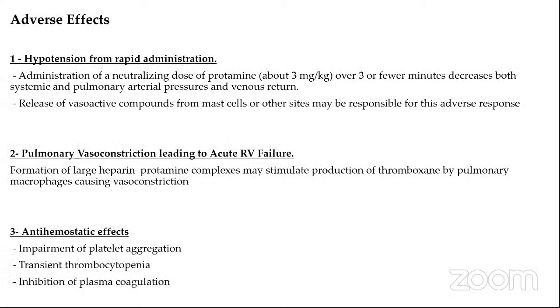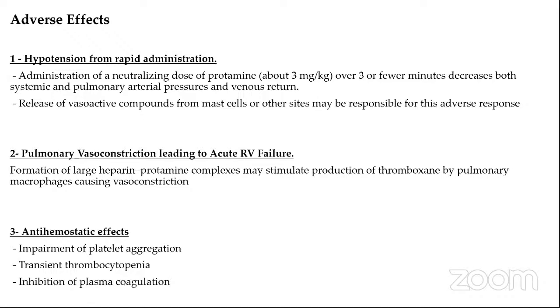Adverse effects of giving protamine. The first side effect is hypotension from rapid administration. So again, when you give it slowly, it's way better. When you give it quickly, you're going to end up with problems. When you administer it very quickly, like almost 3 milligram per kg over 3 minutes or less, you're going to end up with a drop in both systemic and pulmonary arterial pressure, and this can lead to decreased venous return.